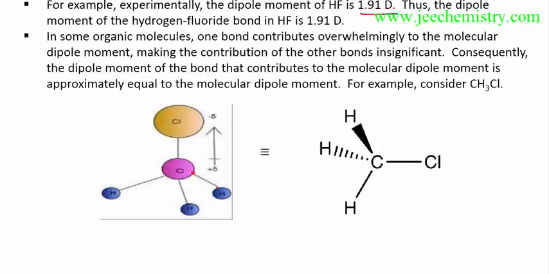So the molecular dipole moment will be equal to the C-Cl dipole moment. The C-Cl dipole moment is very much higher, so it will dominate over the other dipole moments. This one single bond represents the molecular dipole moment. If any bond has a much higher dipole moment, it will dominate the others and be the molecular dipole moment.